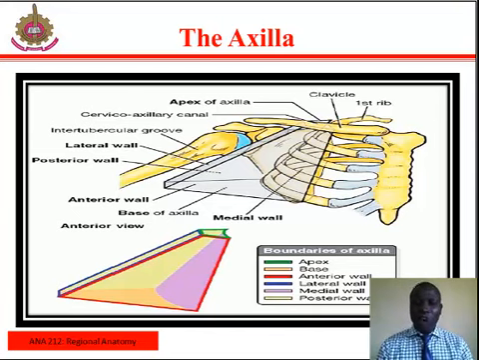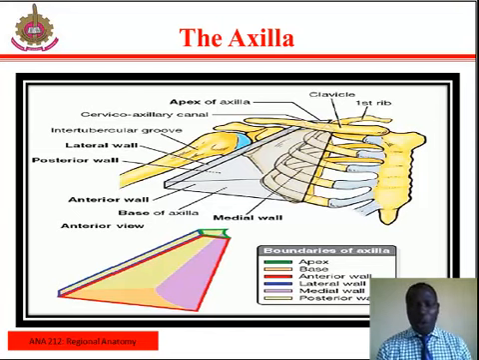The anterior wall of the axilla is formed by the pectoralis major and minor and the pectoral and clavipectoral fascia associated with them. The anterior axillary fold is the inferior-most part of the anterior wall.